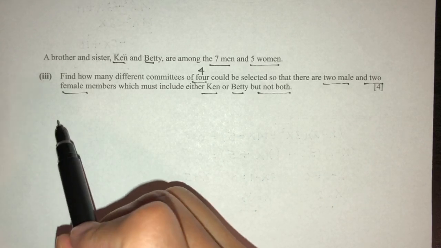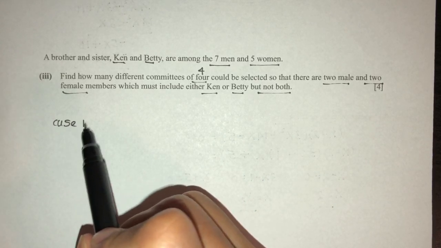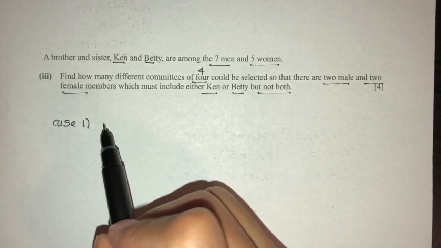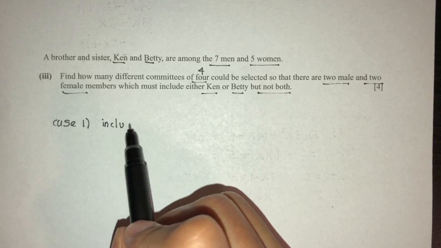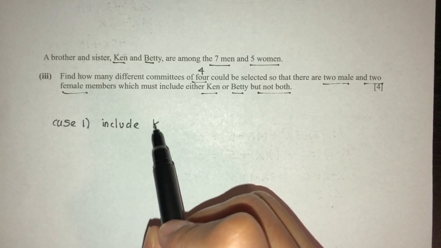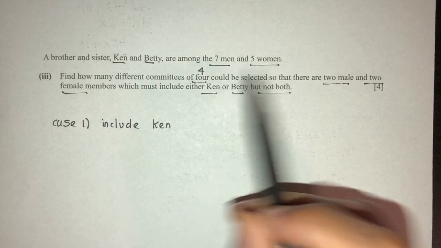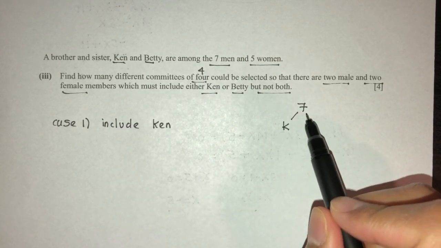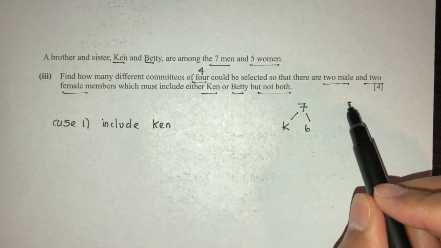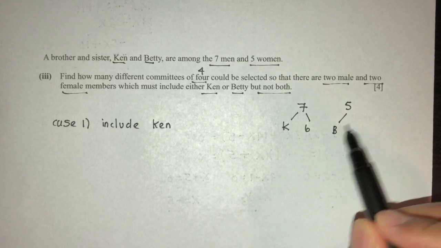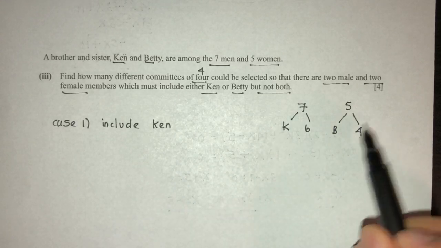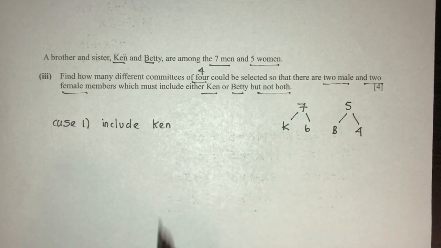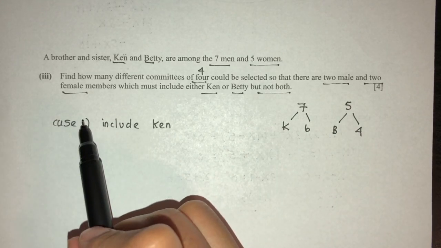Okay, so first case number 1 has to include, let's say we include Ken. Okay, so now the group is 7 men, so 7 men, we have Ken, and then 6 men. So women is 5 women, we have Betty, and 4 women. That's the rest, that is just Ken and Betty. So for the first case, we include Ken.